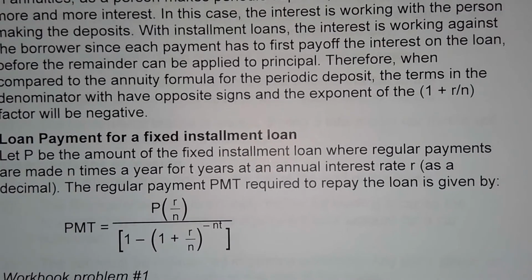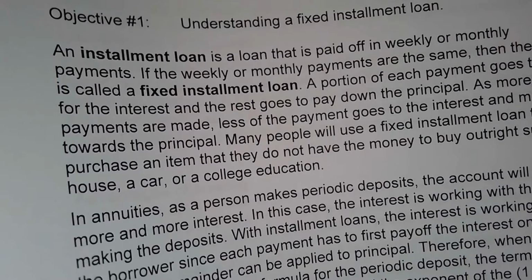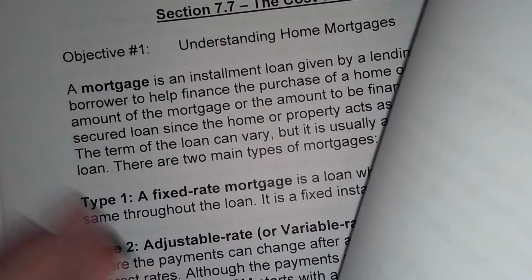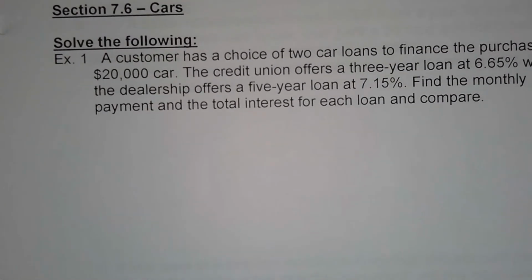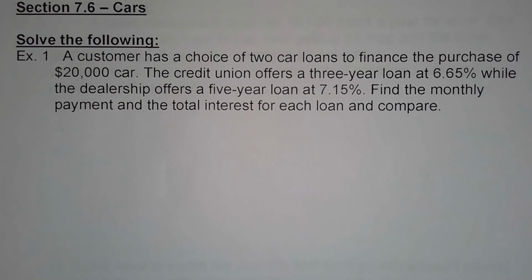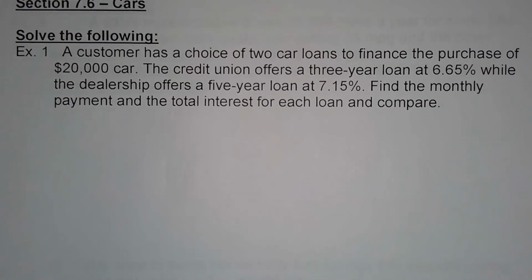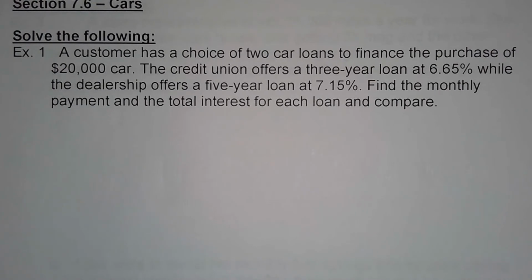So let's take a look at problem number 1 in our workbook. This is on page 120. A consumer has a choice of 2 car loans to finance a purchase of a $20,000 car. The credit union offers a 3-year loan at 6.65%, while the dealership offers a 5-year loan at 7.15%. Find the monthly payment and the total interest for each loan and compare.